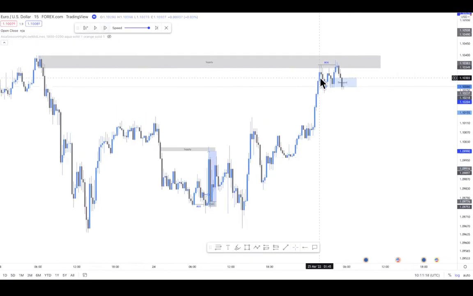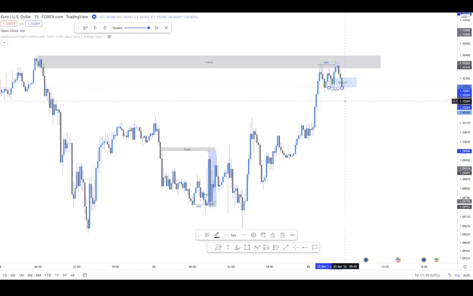Okay, so here we have the change of character happen. Why? Because we took the low that put in place this break of structure. Now if we just mark this change of character out, CHoCH supply, here, there you go. This is the change of character to the downside, okay? Let me just make it so it's smooth there. So this is the change of character to the downside.